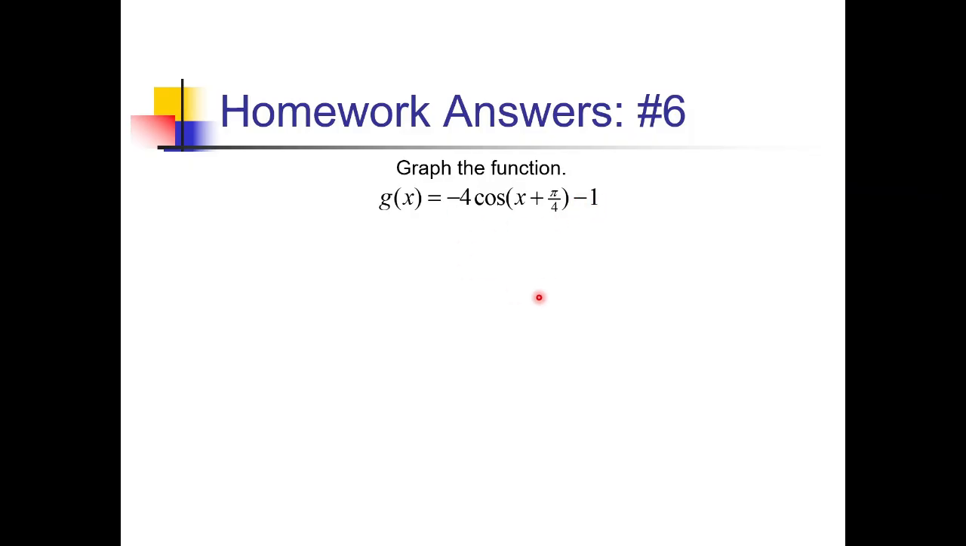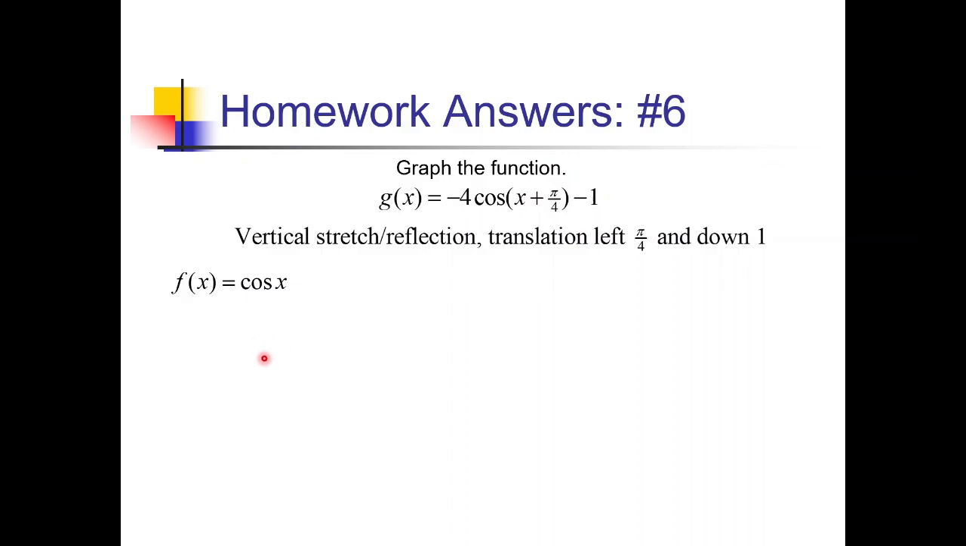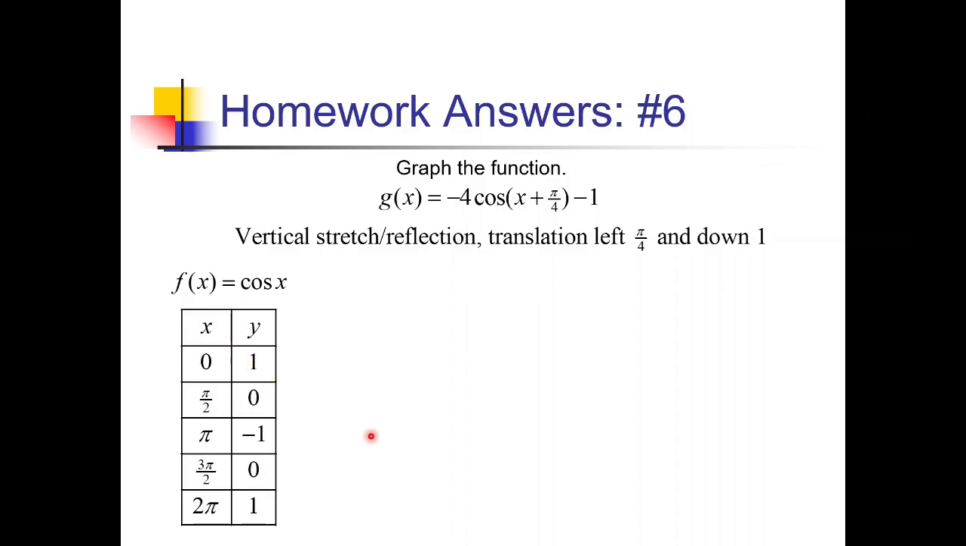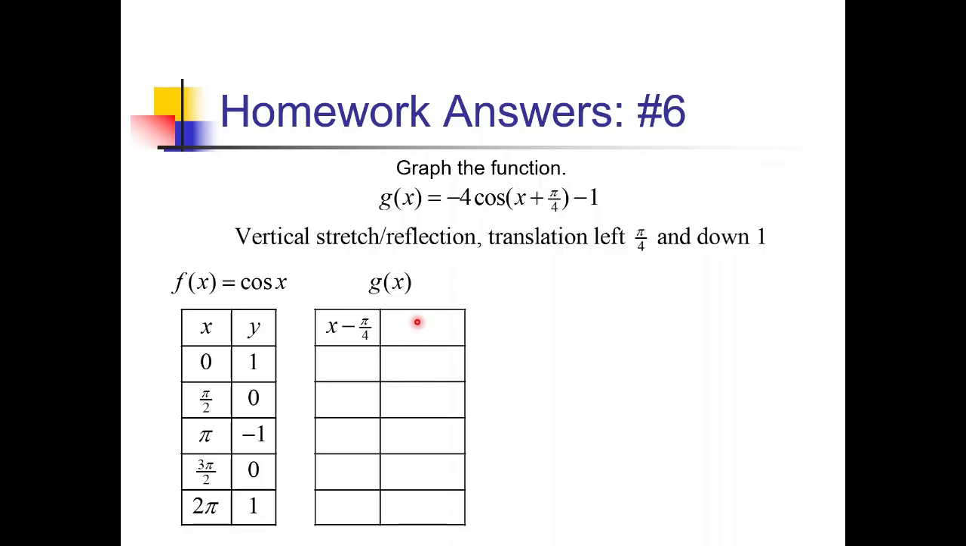So just to summarize all that, we have a vertical stretch and reflection. We have a translation of left pi over 4 and down 1. So let's do our cosine parent table. That's 0, 1, and all the rest of those. And then for the g function, for the x values, the only thing going on horizontally is this left pi over 4. So we'll just do x minus pi over 4. And then vertically, there's a few things going on. So we have a negative 4 times the y values, and then we're going to follow that with a minus 1. So negative 4y minus 1.